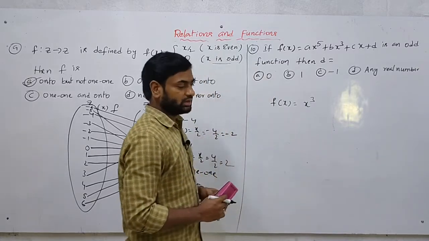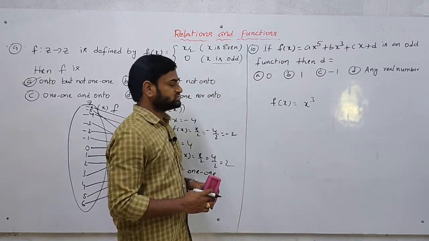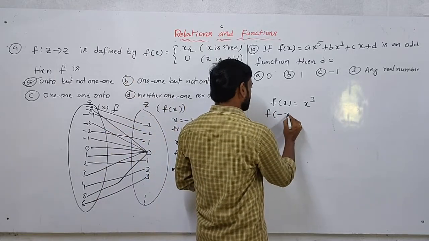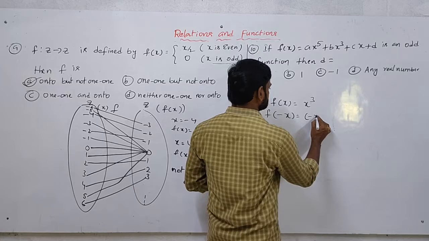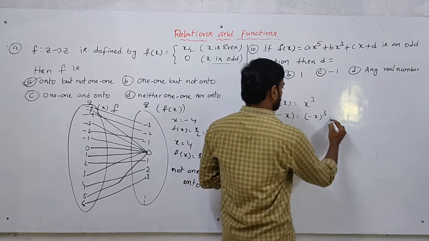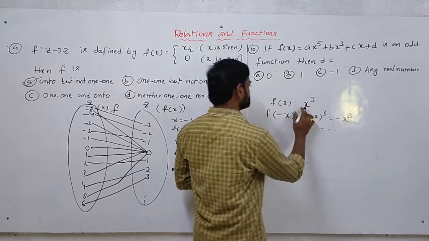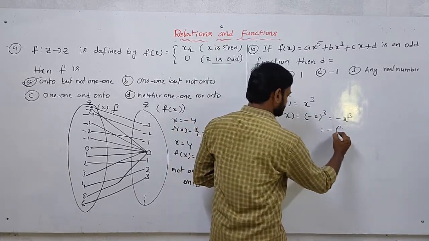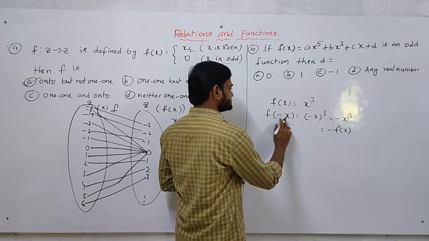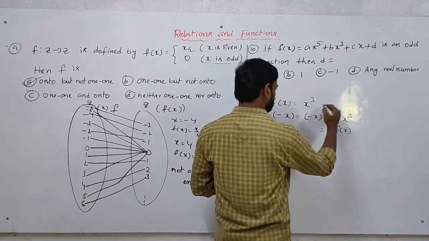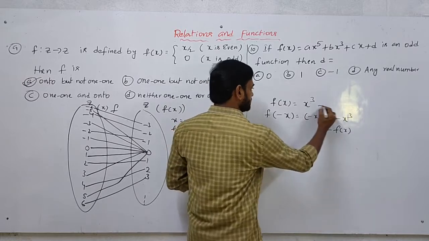Now see, f of x equal to x cube. Is it an even function or an odd function? Check. f of minus x equal to minus x whole cube. So minus x whole cube means minus x cube. That is minus x cube, which is minus f of x. So f of minus x equal to minus f of x. So it is an odd function. Clear? It is odd.